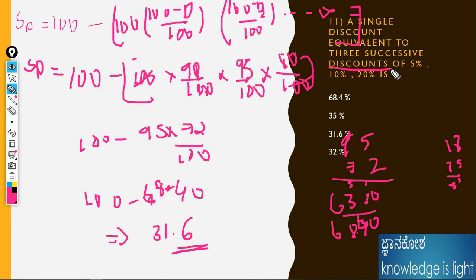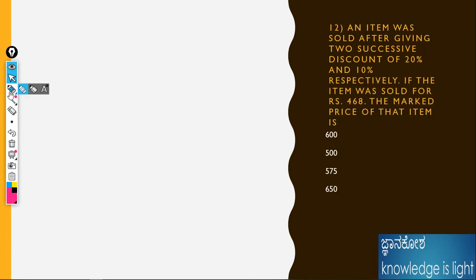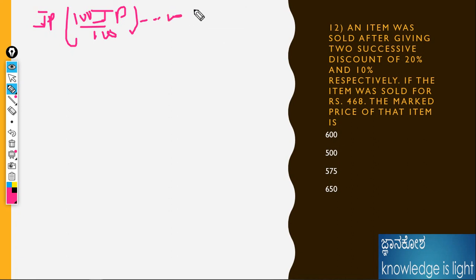Okay, an item is sold after giving two successive discounts of 20% and 10% respectively. This is also the same. As I already told, initial price into (100 plus or minus d) divided by 100 and so on is equal to the final price.